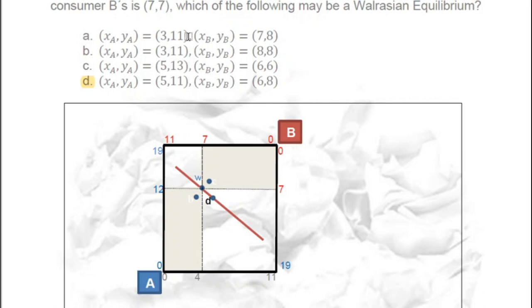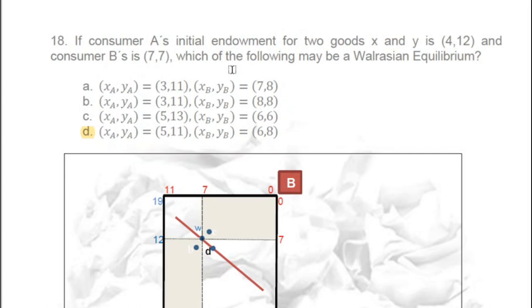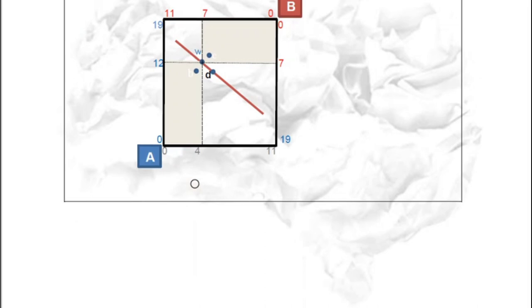In fact, if you look here, 4 plus 7, there are 11 units of good X supplied, and there are 3 plus 7, only 10 demanded. There is an excess of supply of good X, so it's not a point there.